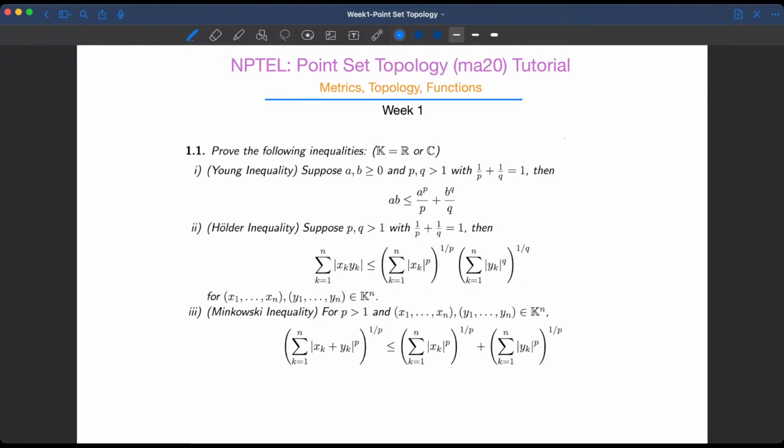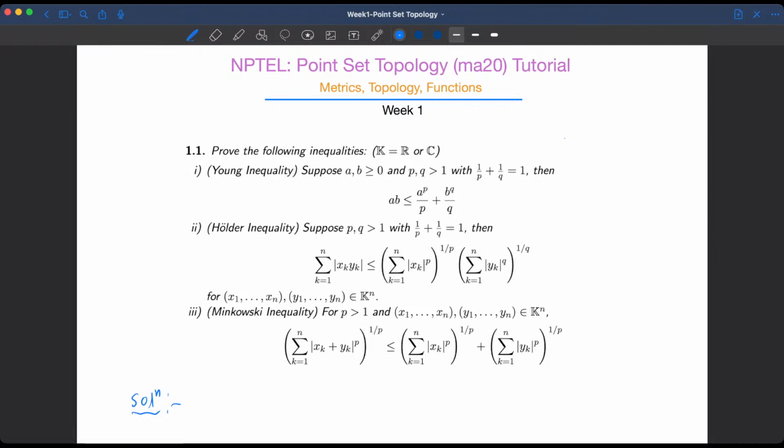For that reason we will discuss these things. First, can anyone say how to solve the first inequality? You are given a, b non-negative real numbers, and p, q both greater than one, such that 1/p plus 1/q equals 1. Then you have to prove that ab is less than or equal to a^p/p plus b^q/q. Does anyone have any idea how to prove this one?